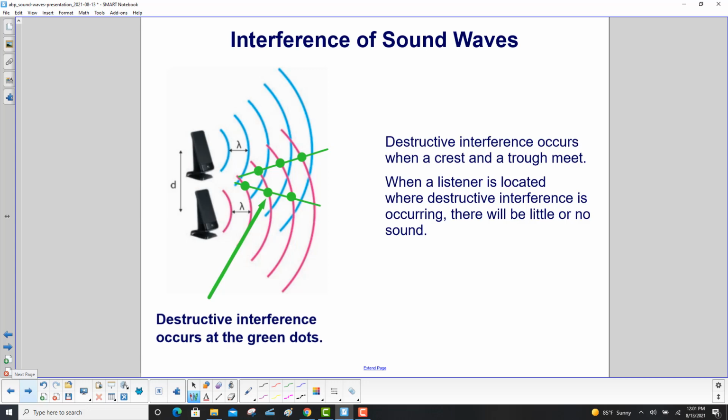Destructive interference occurs when a crest and a trough meet. When a listener is located where destructive interference is occurring, there will be little or no sound. This time, the destructive interference is occurring at the green dots. So you can see, hopefully, here's the blue wave. Let's say that's the maximum. Then it goes down to a minimum at this point here, just as the purple wave is reaching a maximum. So they're going to cancel out. And that pattern fits going in that direction. So if you're over here, you will hear nothing. That will be destructive interference.